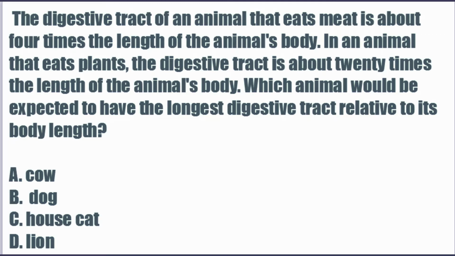The digestive tract of an animal that eats meat is about 4 times the length of the animal's body. In an animal that eats plants, the digestive tract is about 20 times the length of the animal's body. Which animal would be expected to have the longest digestive tract relative to its body length? Is it A. Cow, B. Dog, C. House cat, or D. Lion?